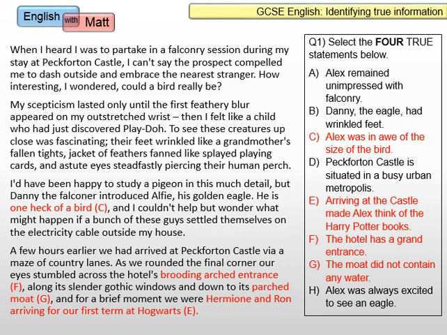So rather than saying why it's true, we can see why it's true, it's in red. But why is A false, for example? Well, he didn't remain unimpressed with falconry. He was unimpressed to begin with, but then quite liked it once he'd seen the bird.